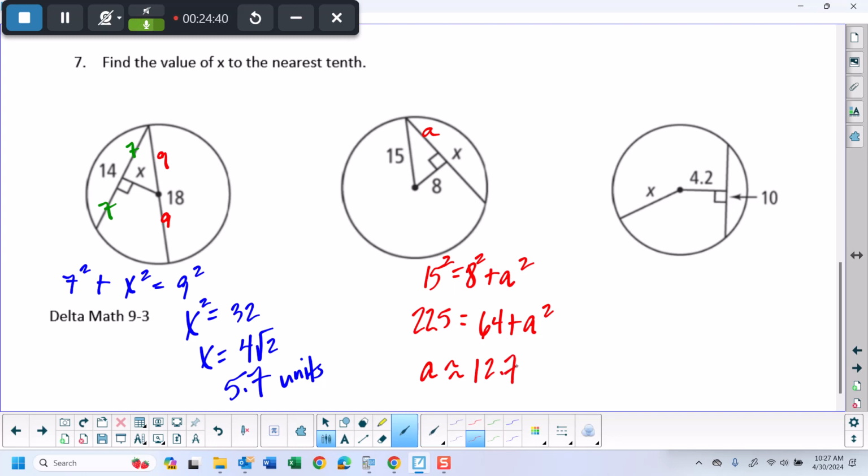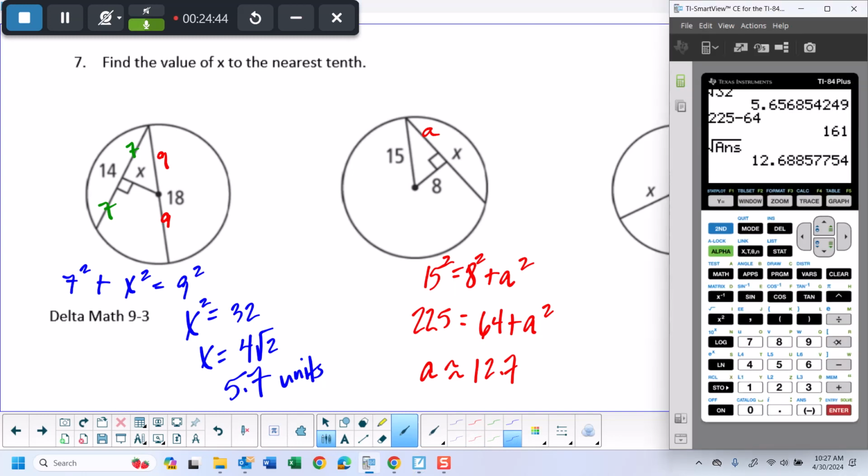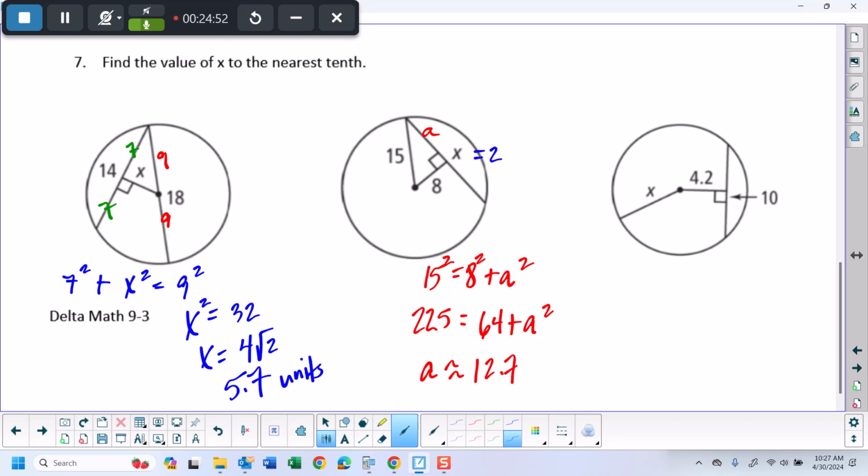So then x is going to have a value that's double that, right? So times 2, 25.4. So x is 25.4. Are you okay with that?